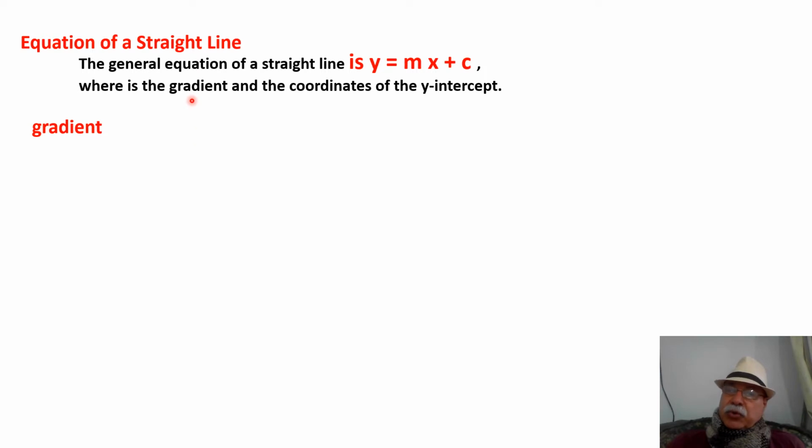Before we study this lesson, we must know the meaning of gradients, coordinates, and intercept. This is very important. Now we start with the coordinates and intercept. We take each one to know what its meaning is.